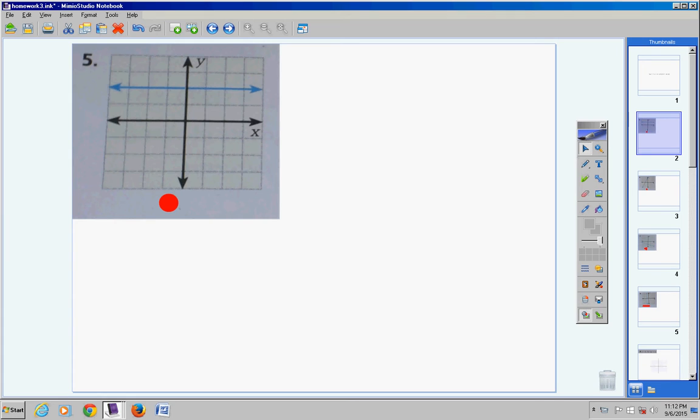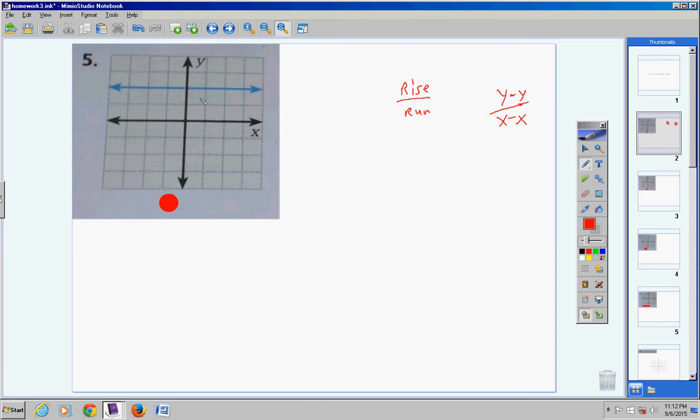Now, in your notes, I've taught you two different ways to find slope. If it's a graphed line, in other words, the line is written on a coordinate plane, like this one here, then you use the formula rise over run. And if the line is not graphed, then you use a formula that is y minus y over x minus x.